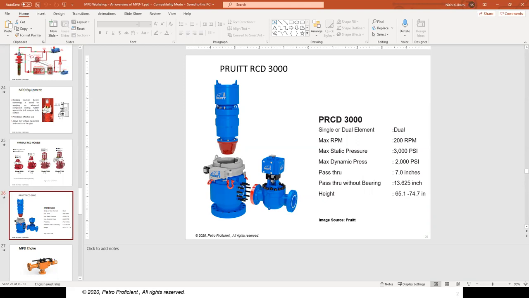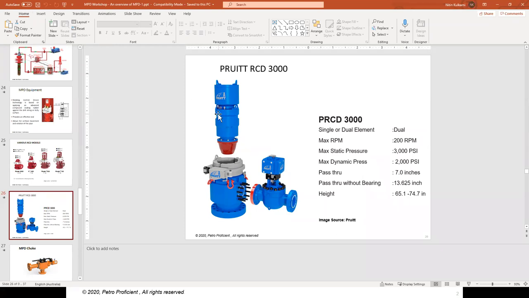So the problem is with the pressure and the RPM. There is a limitation with the pressure. For example, you cannot go beyond 2000 psi surface pressure with a particular RCD. Although the choke manifold is rated for 5000 psi, here the limitation is the pressure rating of the RCD, rotating control device, that I was just discussing.